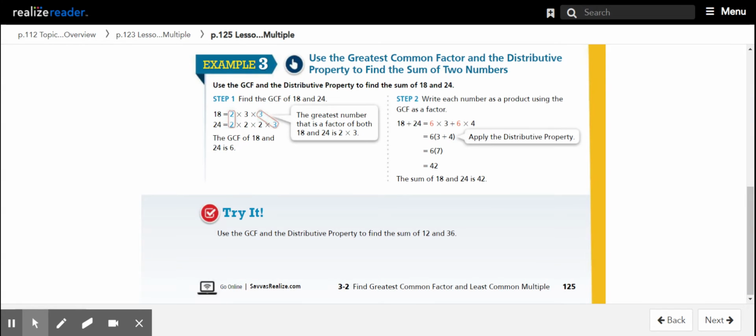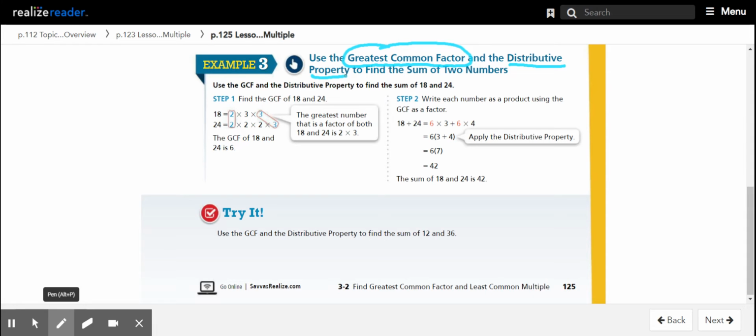Hey guys, we are going to look at using the greatest common factor and the distributive property to find the sum of two numbers today. I am on page 125 in your workbook if you want to follow along. So greatest common factor is something that we've been looking at for a few days now, and we're going to pull in the distributive property to find the sum of two numbers.